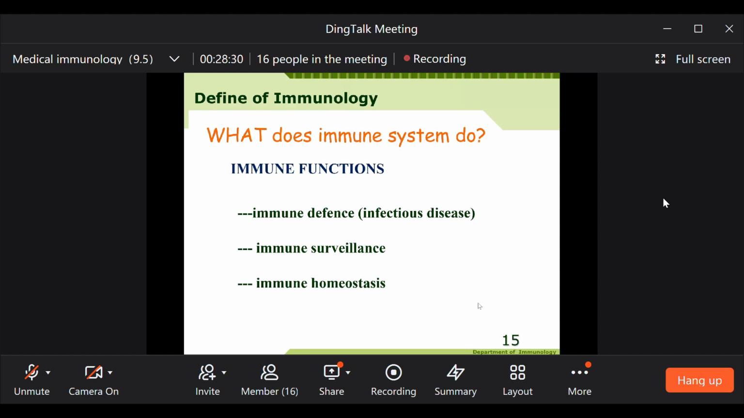So we should remember the functions of the immune system here. Three points: immune defense, immune surveillance, and immune homeostasis. This is very, very important.